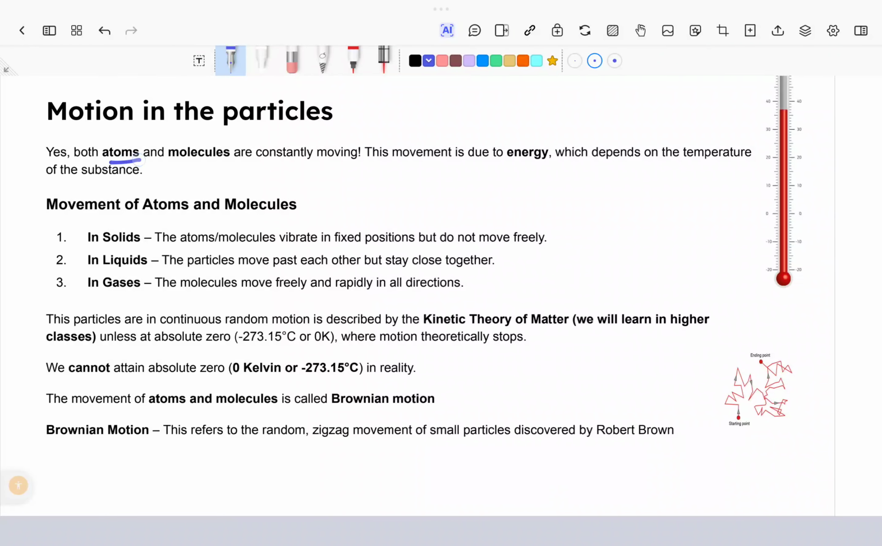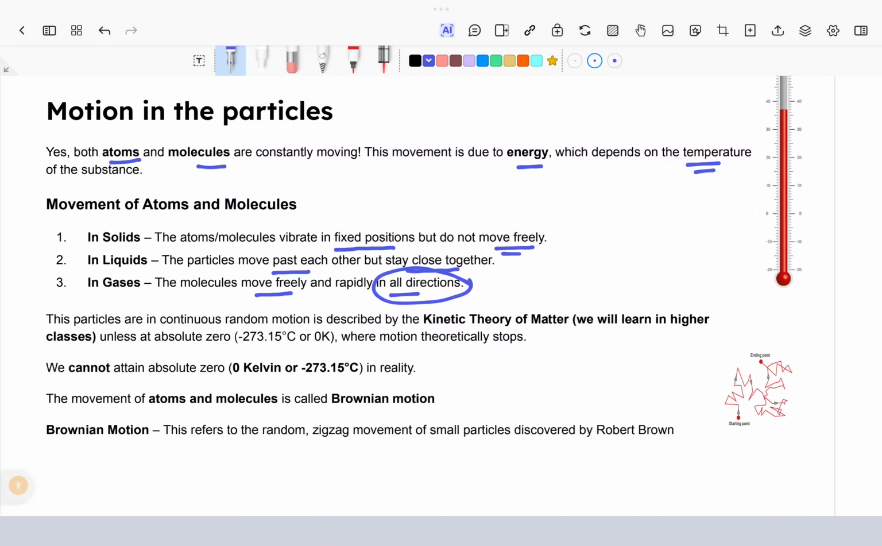Next, we'll discuss the motion of particles. The atoms and molecules are constantly moving. This movement is due to energy which depends on the temperature of the substance. So, higher the temperature, higher is the movement. Let's try to understand the movements of atoms and molecules in the three states. In solids, the atoms and molecules vibrate in fixed positions and they do not move freely. In liquids, the particles move past each other but they stay very close together. Whereas in gases, the molecules move freely and rapidly in all directions.